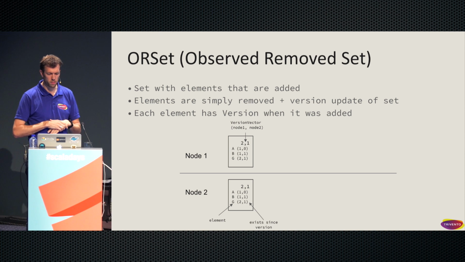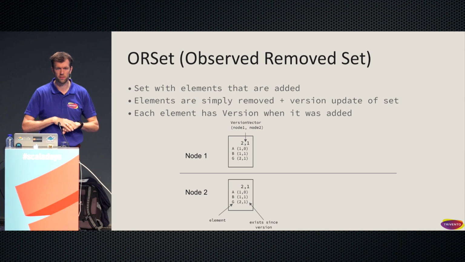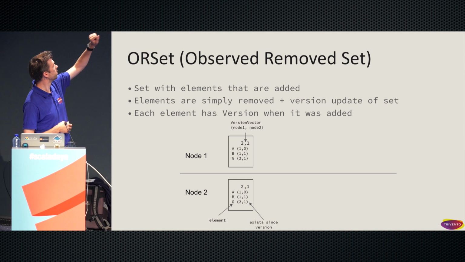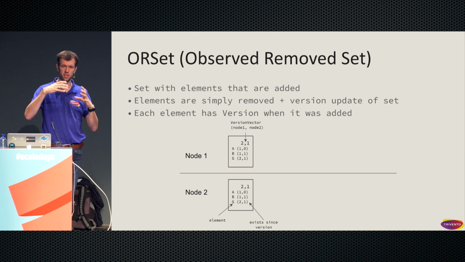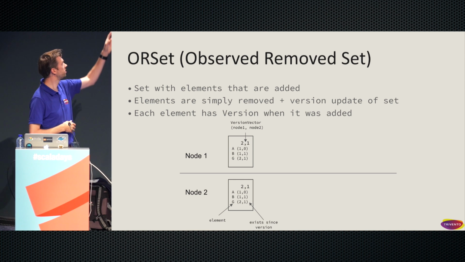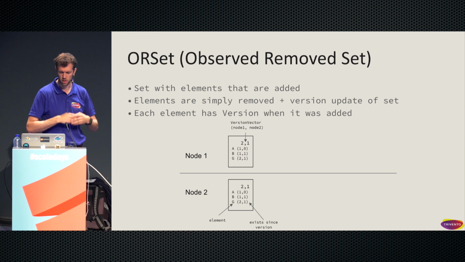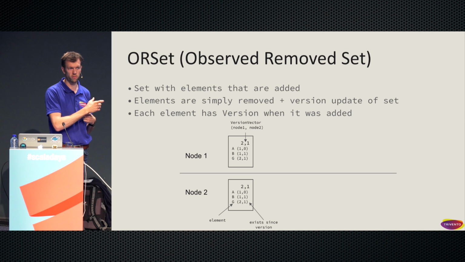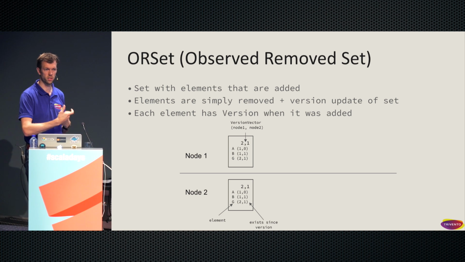So in this example below, you'll see two nodes, and a picture of what the data set will look like. At the top, you see a version vector. So the data set has a version vector of its own, which is the current version you know of the data. In this case, they are in sync, and they are both at version 2.1. Every element in this set has its own version vector, so you know in which version an element got added to the set.